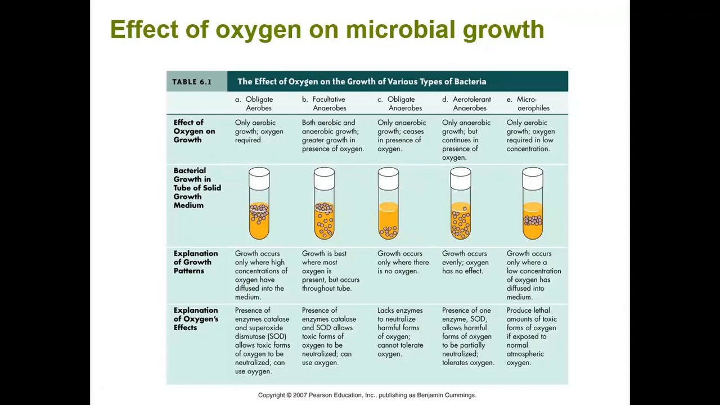So a microaerophile will grow someplace in the middle of the tube. And as you go away from the middle, you'll see less and less growth. So I should have a dot here and a dot there. So less and less growth, the further you go away from the optimum, which is the middle of the tube. Any questions about any of this slide?